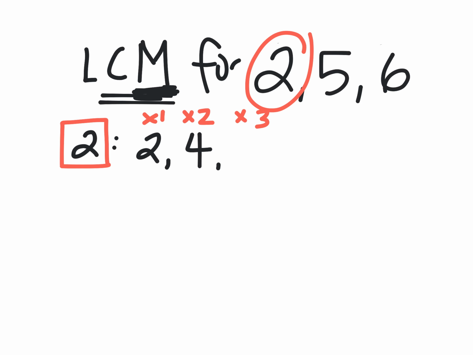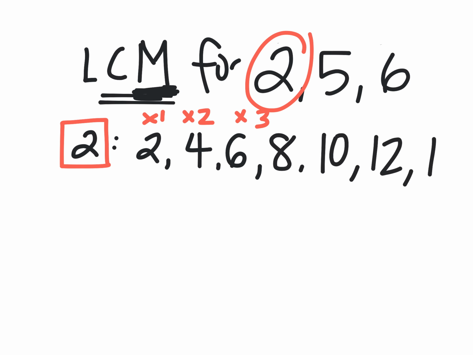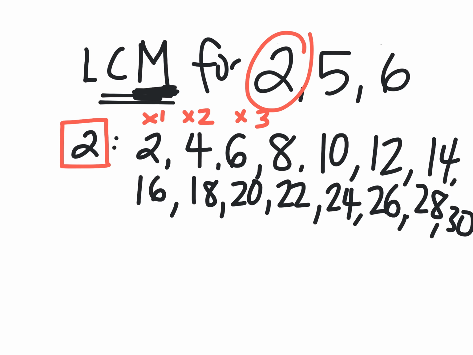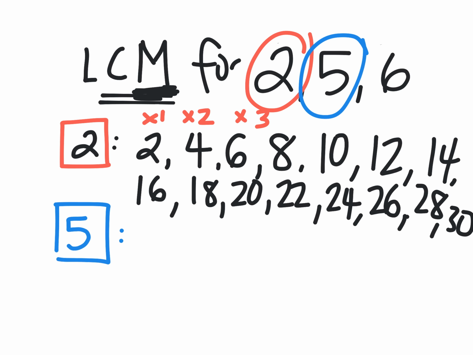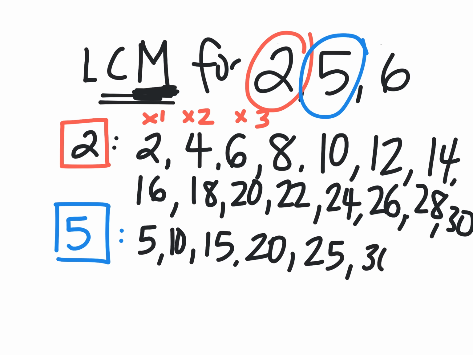Okay, so let's list all the multiples of 2. We know that we're counting by 2s. 2, 4, 6. What comes next? 8, 10, 12, 14. Let's stop right there for now. So we wrote some multiples of 2. And now we're going to find the multiples for 5. Okay, so multiples of 5. Let's count by 5s. 5, 10, 15, 20, 25, 30, 35.